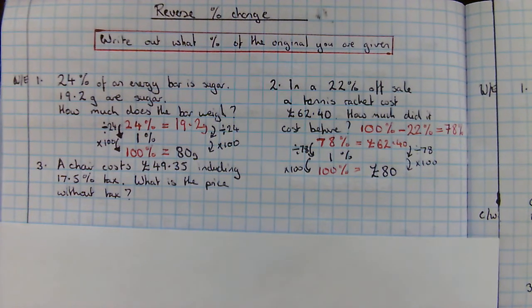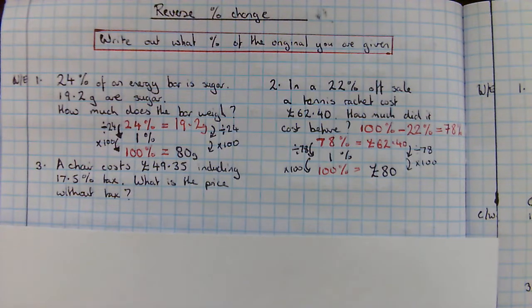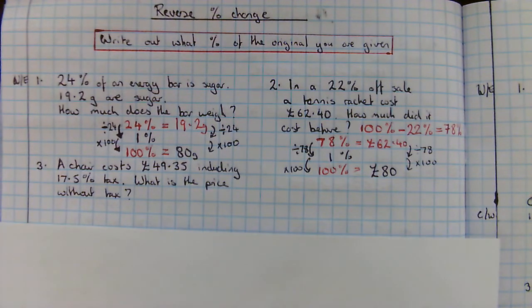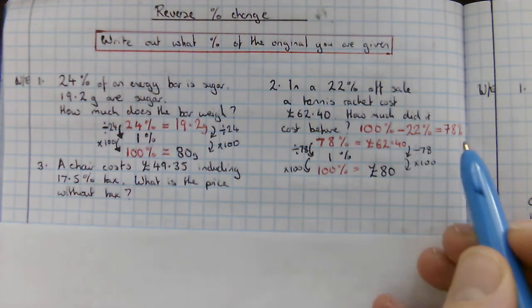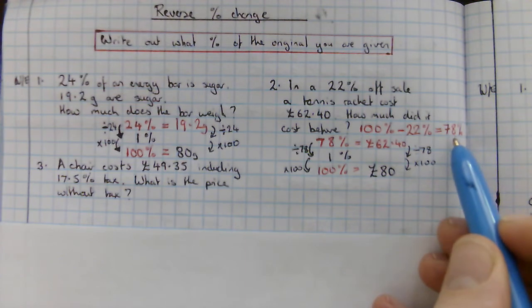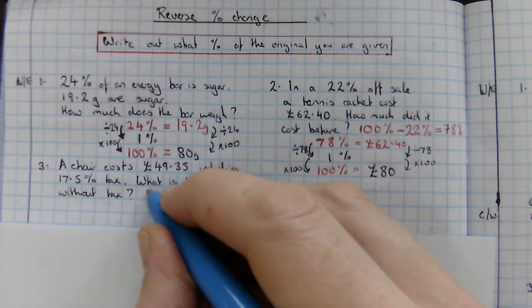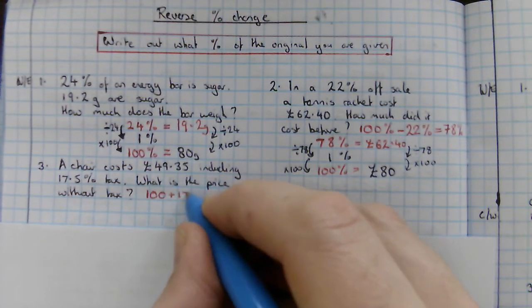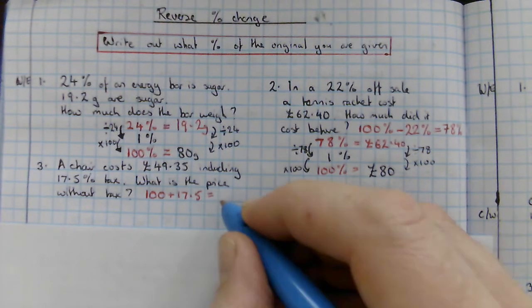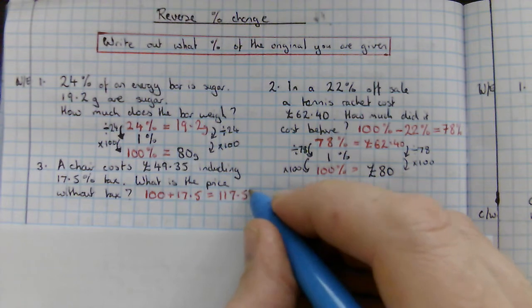Okay, let's look at the last example. A chair cost £49.35 including 17.5% tax. What's the price without tax? Well, here I did 100% take away 22% to tell me what percentage of the original price I had to pay. Here I'm going to be adding on my 17.5%. So I'm paying 117.5% of the original price. So 100 plus 17.5 gives me 117.5%.